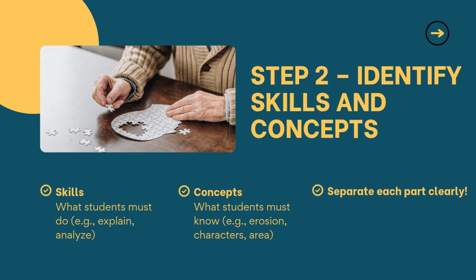Once you've highlighted the verbs and content, now separate them into skills and concepts. The skills are the actions, things like describe, compare, analyze. The concepts are the ideas or content areas, like erosion, force, or main idea. Some standards include multiple skills and concepts, so list each one clearly. This makes it easier to write learning targets and plan your lessons.